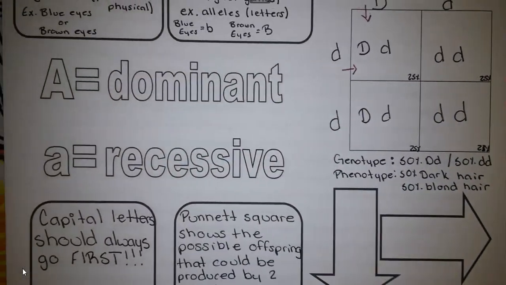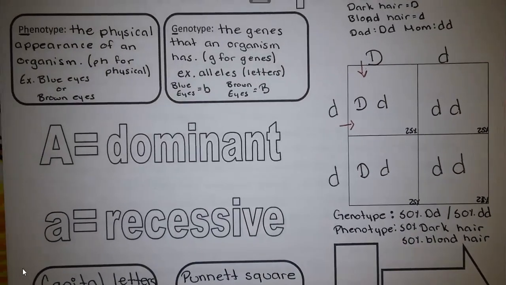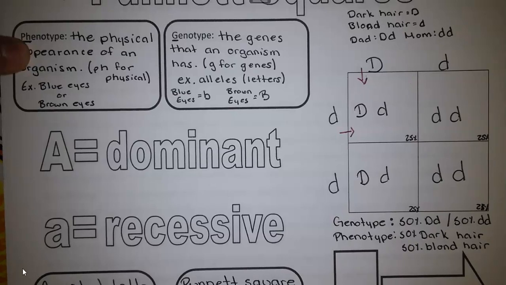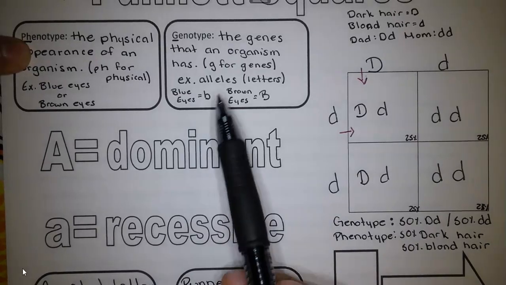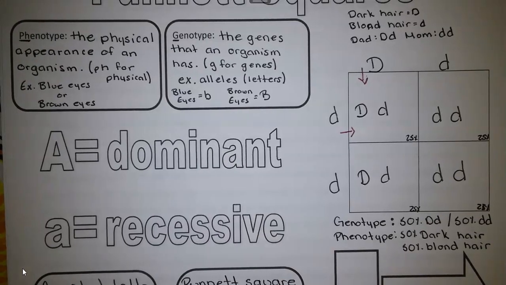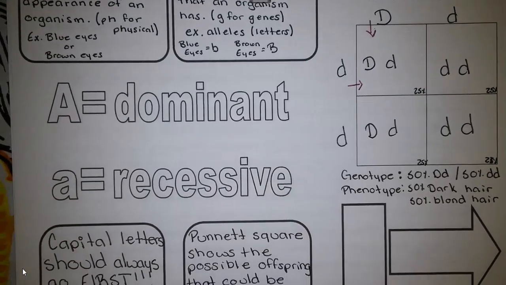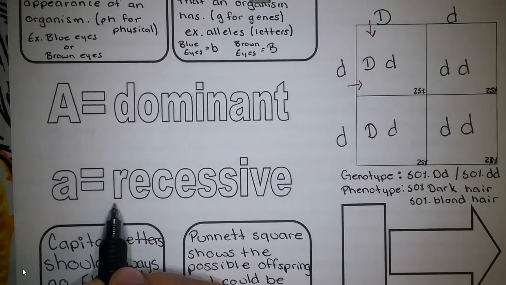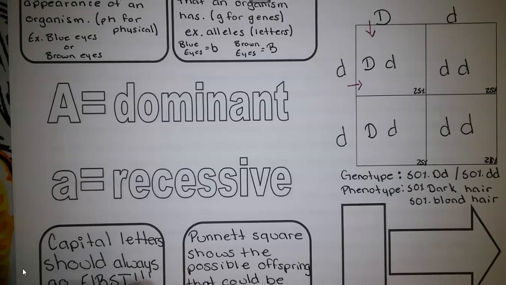So, just to review really quick, phenotype is how they look, the appearance. Genotype is basically the genes, so the letters, the alleles we're using. If it's a dominant trait, it's going to go in a capital letter. If it's a recessive trait, it's going to go in a lowercase letter.